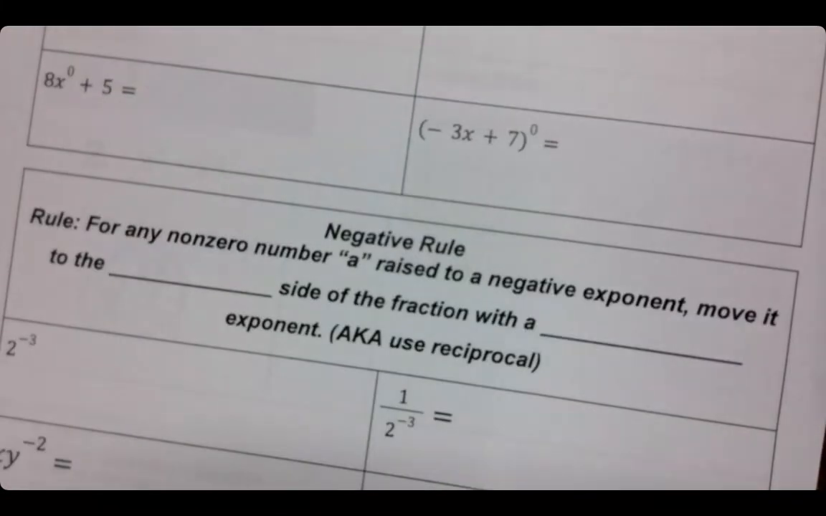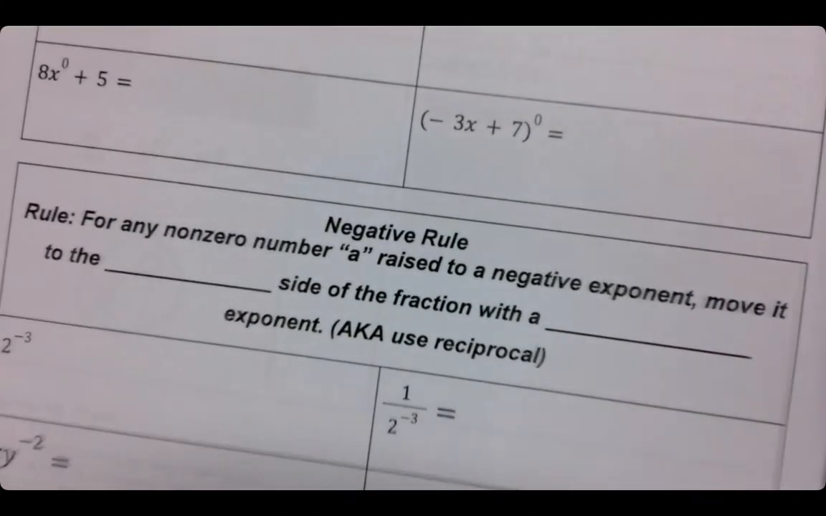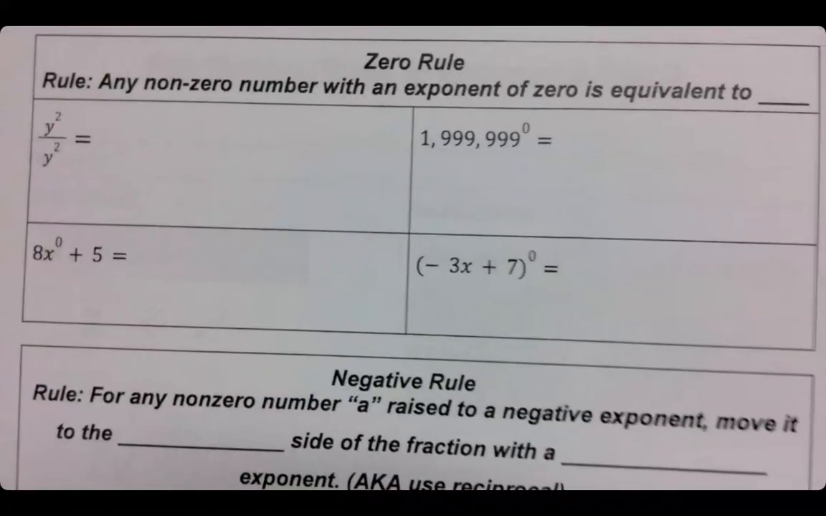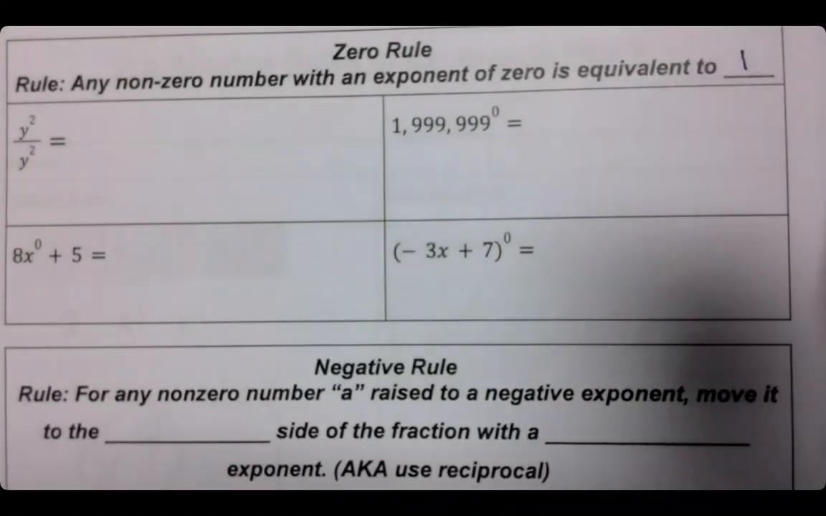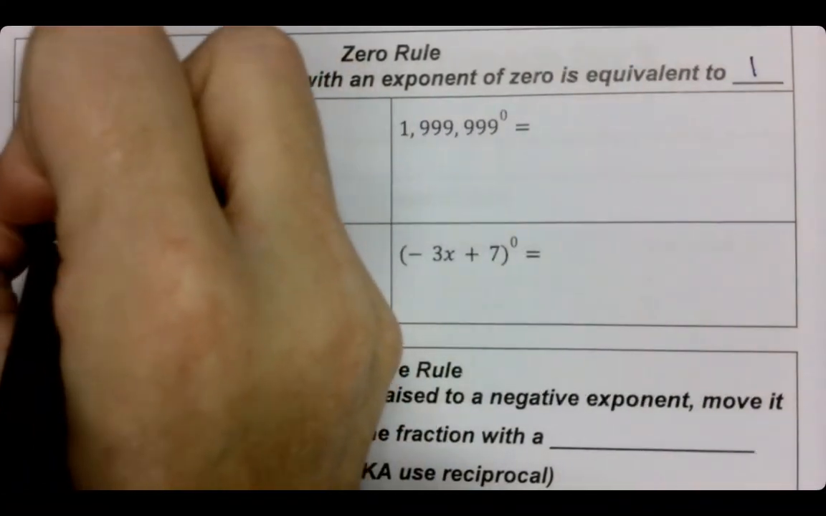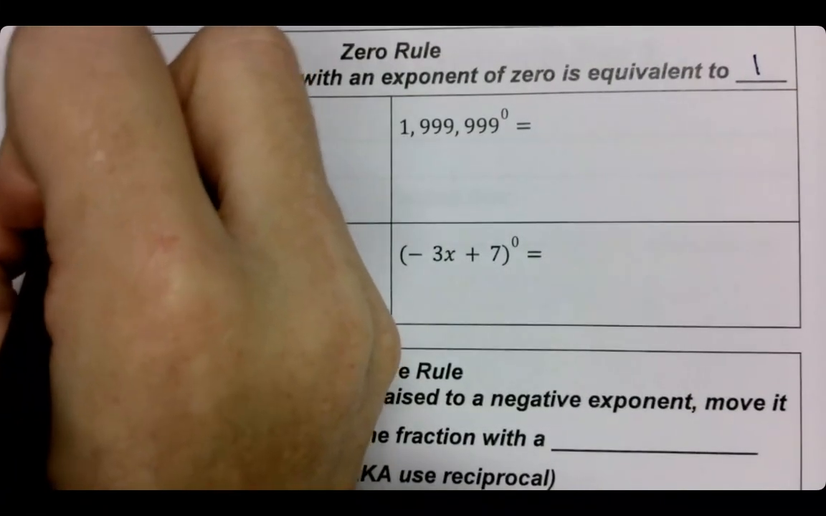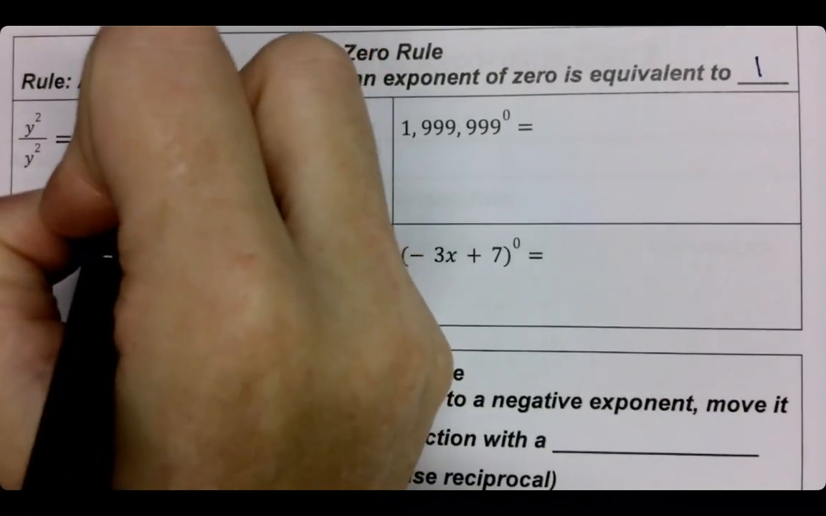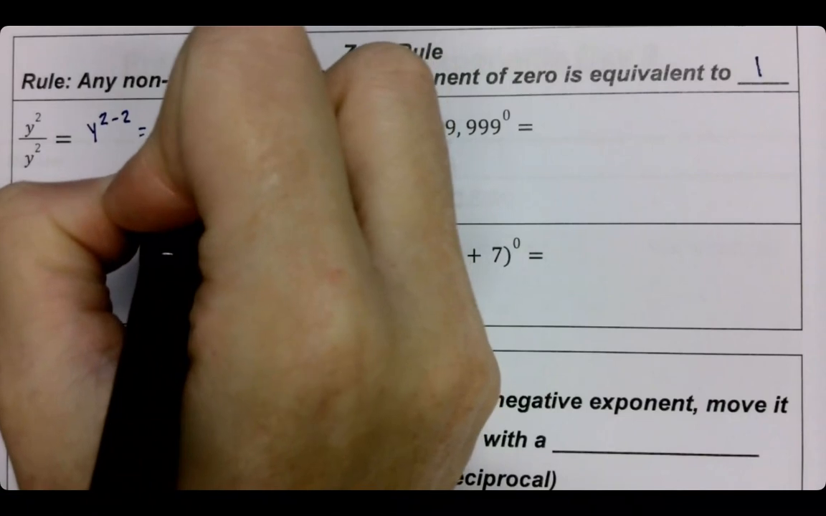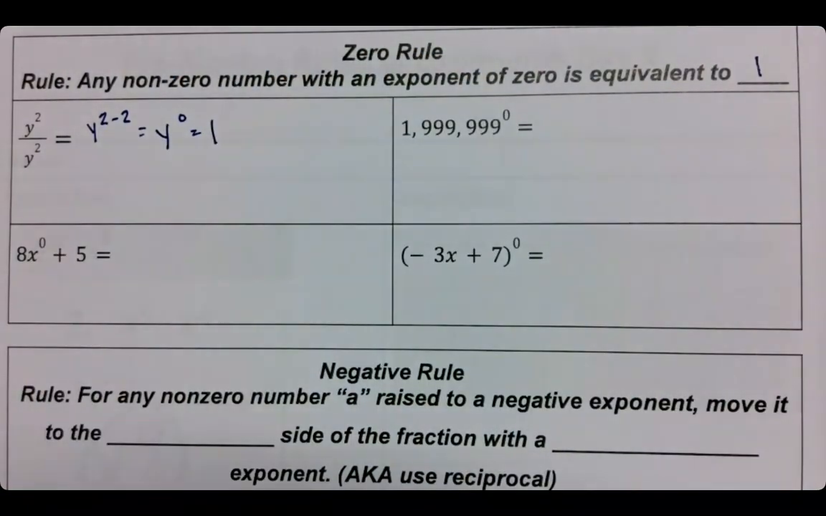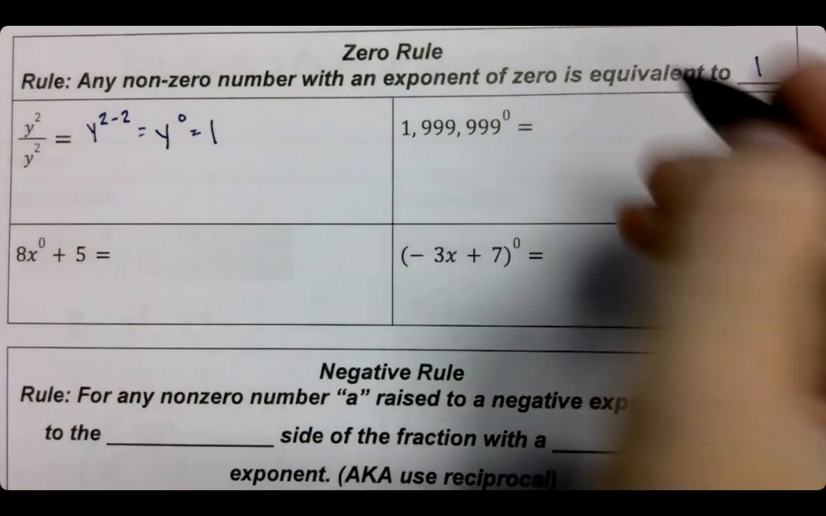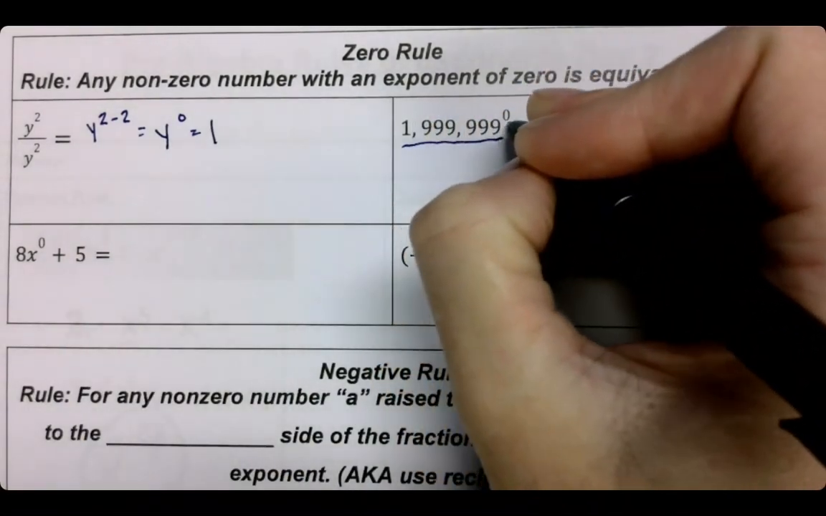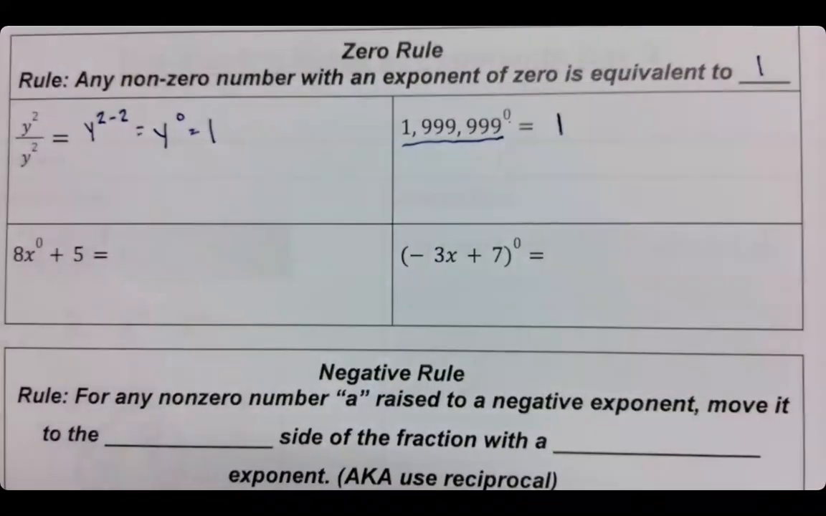Let me see, actually. Sorry, I had too much stuff going on. So we are also going to put a 1 right here. So I have y squared. 2 minus 2 is 0, so this is y to the 0 power, which equals 1. Okay? This whole thing raised to the 0 power is going to equal 1.